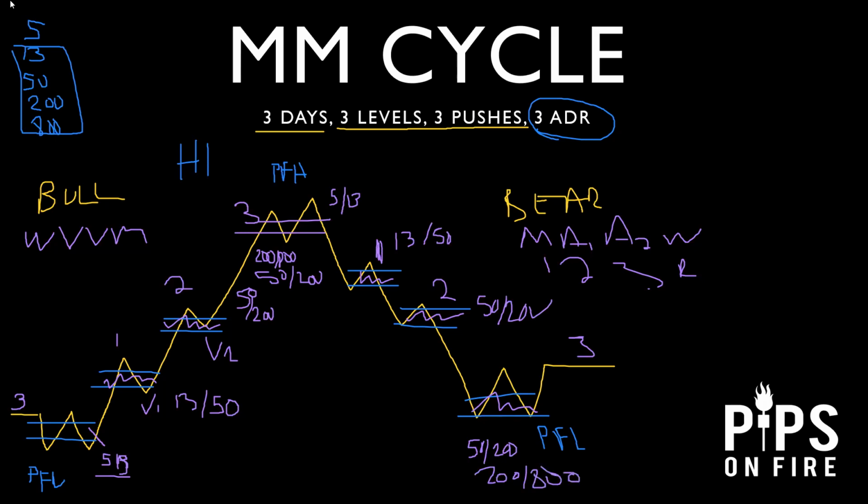Okay, so each one of these pushes is an ADR, right? So let's say the ADR is 50. It has to complete. And again, remember we're talking about H1. So on the intraday, which is your M15, you're also going to have this same pattern.